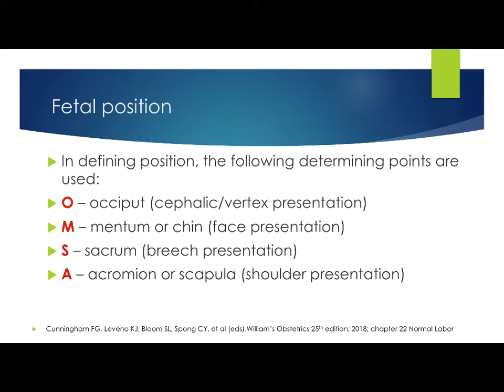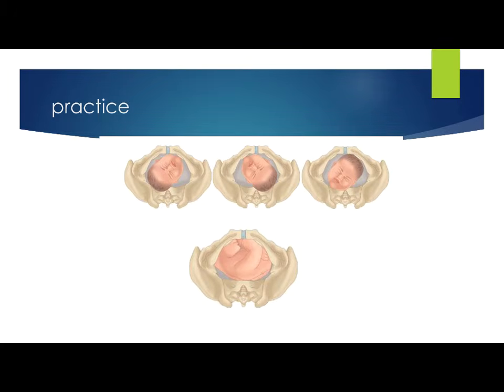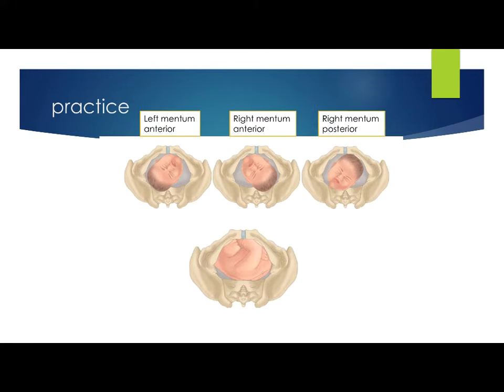So let's do some exercises. This picture in the upper panel is obviously a fetus in face presentation and therefore we use the chin or mentum as our landmark. This chin or mentum is pointing in this direction. So this is left mentum anterior. The next picture, we have right mentum anterior. And the last picture, we have right mentum posterior.